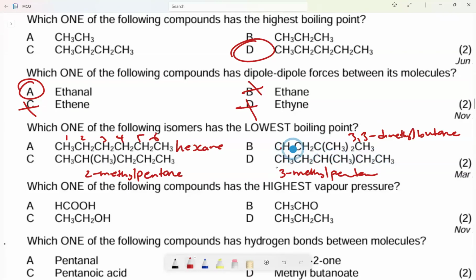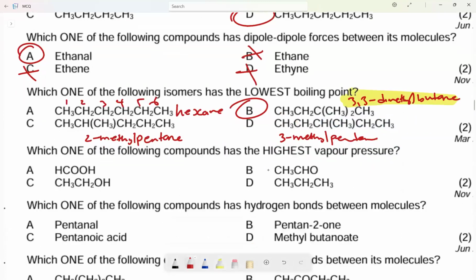So which one has more branches? The one that has more branches is this one. So the more the branching, the more the surface area decreases. Therefore, if you decrease the surface area, you decrease the intermolecular forces. B is the correct answer.